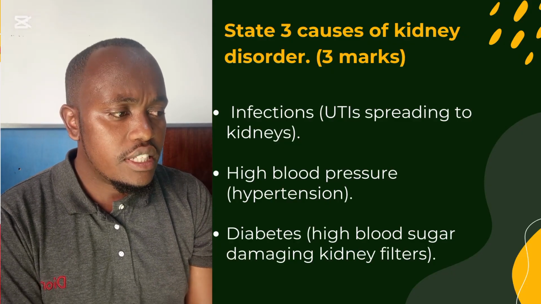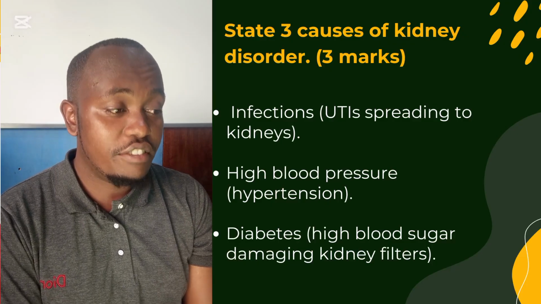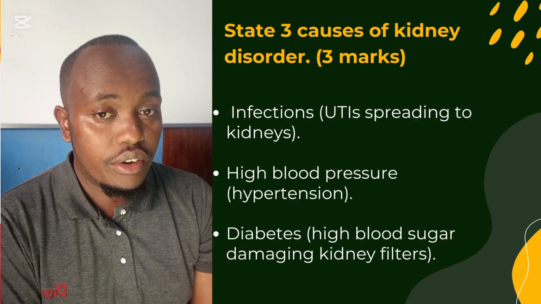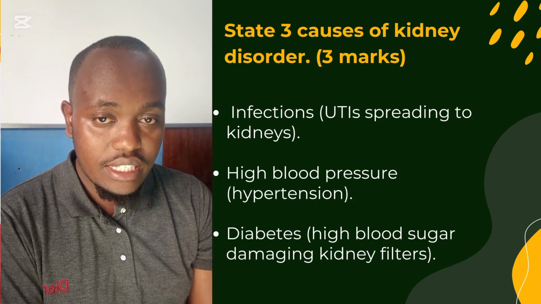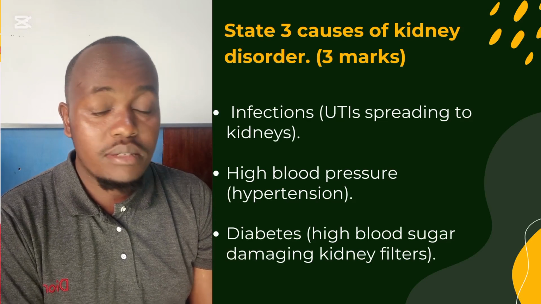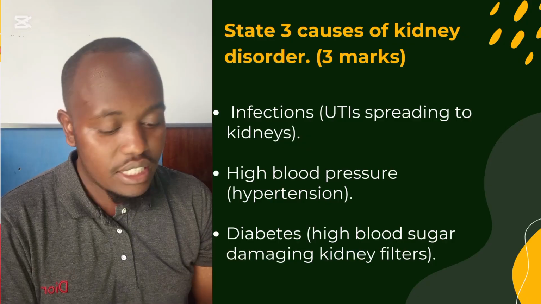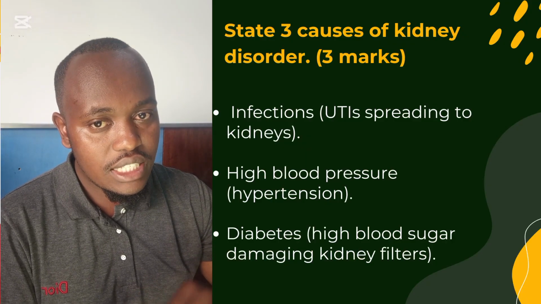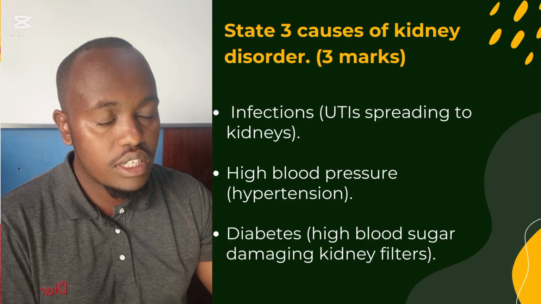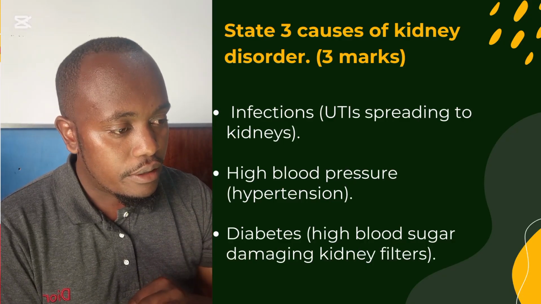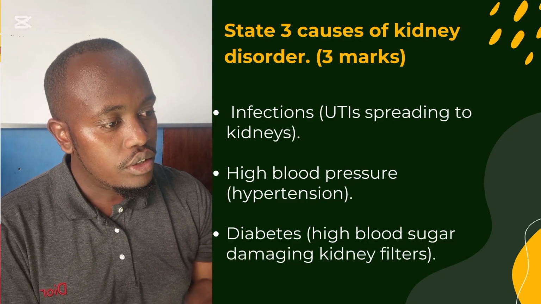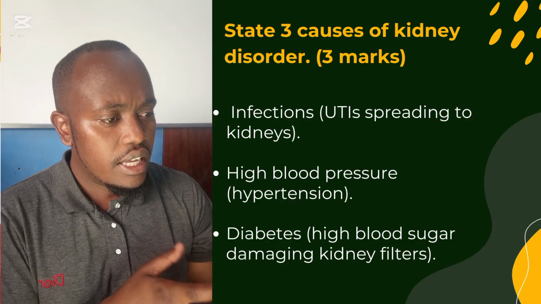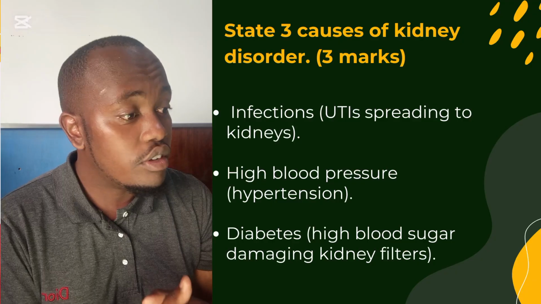1. Kidney disorder can be caused by infections. This is urinary tract infections, or referred to as UTIs. This may spread to the kidneys. Remember, UTIs affect all parts involved in the urinary tract, along the urinary tract, from the bladder, urethra, and even can go even to the kidneys.